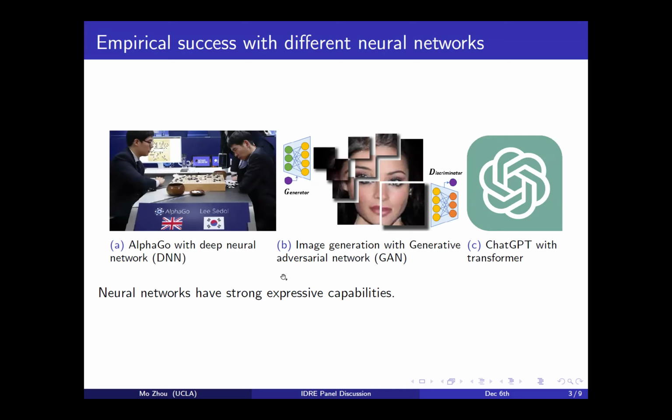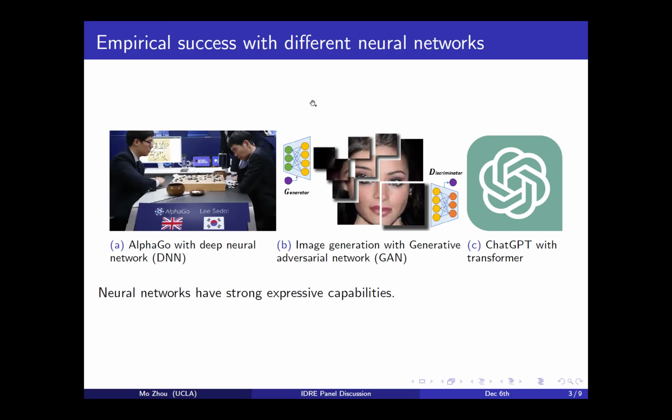And the second one is the generative adversarial model, which has been widely used in image generation. And the third example is ChatGPT, where we use the structure of transformer to form a large language model. And of course, we can also use transformer to generate images and so on. Anyway, I would like to mention that different neural network structures all have very strong representation power, and they have the capability to represent the function that you want in your specific research.